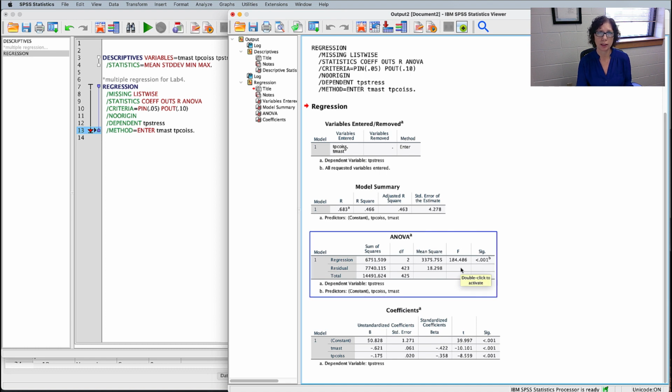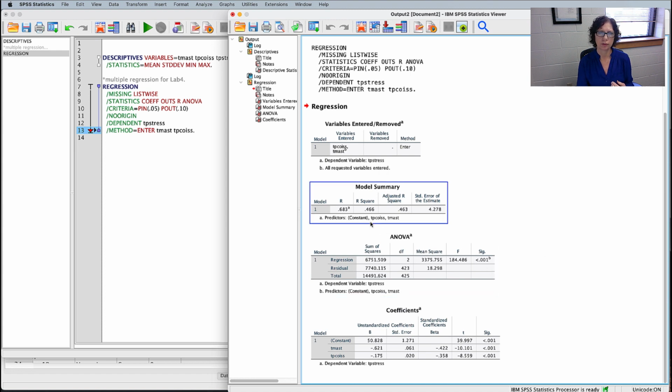The information you would need for your stats line is the F estimate, 184.49, and the degrees of freedom, 2 and 423, that it's significant at p less than 0.001, and then you want your effect size, the R squared, in the model summary box, .466, and that's telling us that when we convert that to a percentage, 46.6% of the variation in total perceived stress is explained by this model, the whole model.